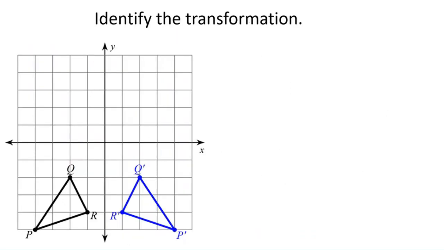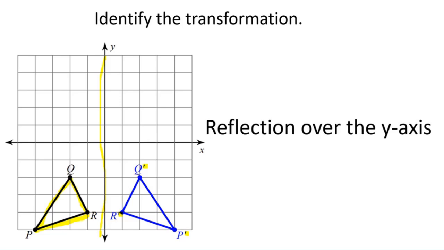Okay, you're also going to be asked to identify transformations. So if we look at this shape, our original pre-image is on the left here in quadrant 3. Our new image has the prime marks over here on the right. So as you can see, we flipped over the y-axis. So this is a reflection over the y-axis. Everything is identical distance from the y-axis, but on the other side.